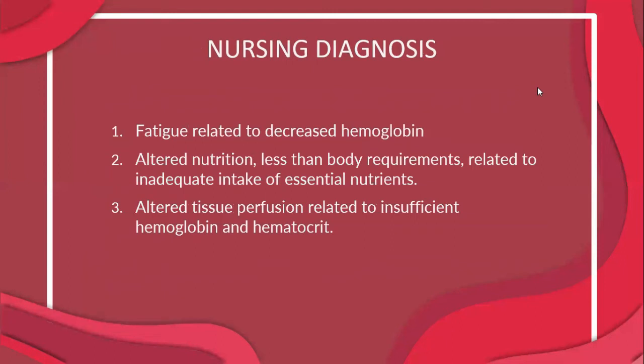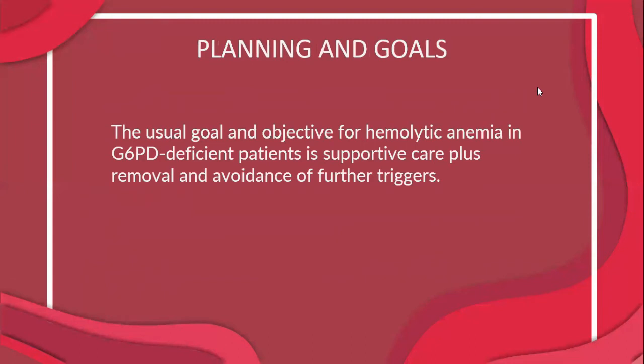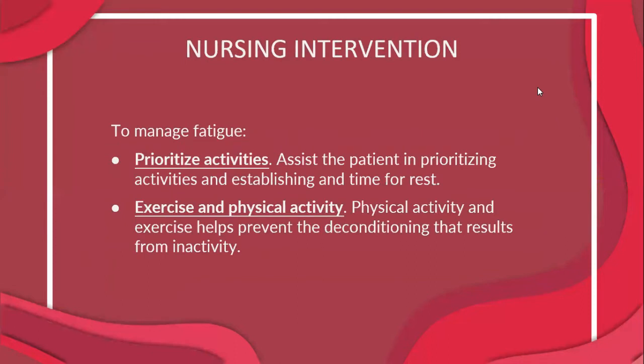Nursing diagnosis: first is fatigue related to decreased hemoglobin. Second is altered nutrition less than body requirements related to inadequate intake of essential nutrients. Third is altered tissue perfusion related to insufficient hemoglobin and hematocrit. The usual goal and objective for hemolytic anemia in G6PD deficient patients is supportive care plus removal and avoidance of further triggers. Nursing interventions to manage fatigue: assist the patient in prioritizing activities and establishing time for rest.